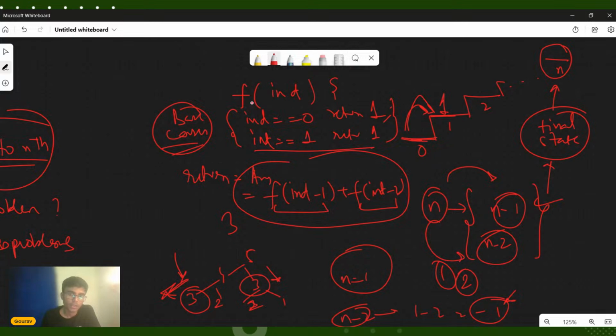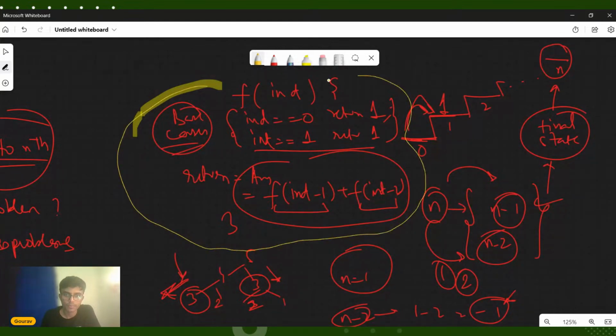So this is a brute force recursion. Now tell me the time complexity for this recursion. Can anyone tell me the time complexity of this recursion? So this is the code. Let's say there are a total of n stairs, and so what will be the time complexity? Anyone?